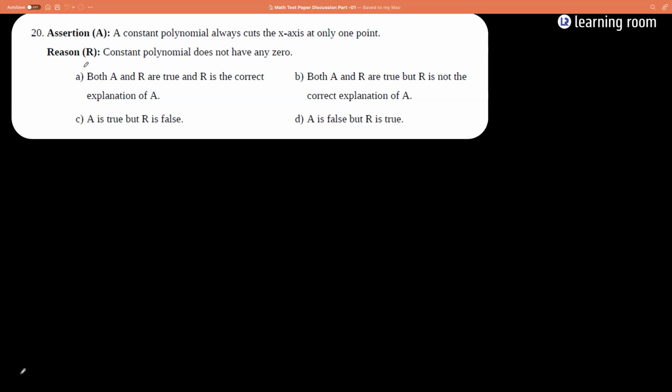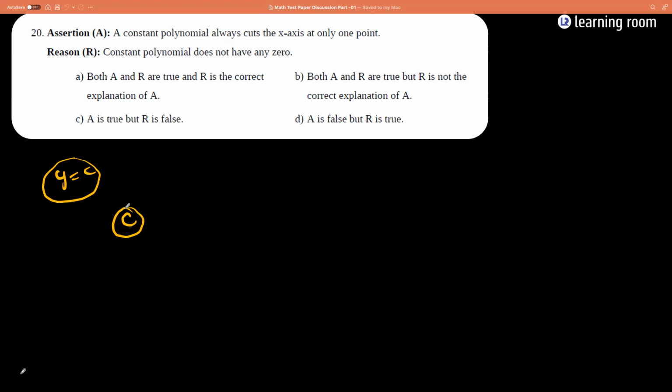So what is the meaning of it? Sir, but then even coincident lines are constant, right? So what do you mean by a constant line? Y is equal to C is a constant line. Yes. So constant polynomial. So I'll just call it C.